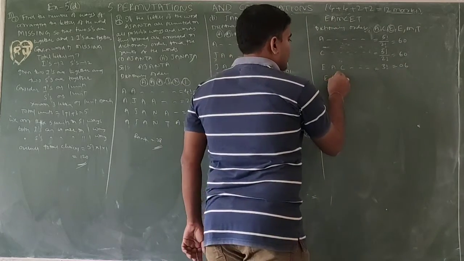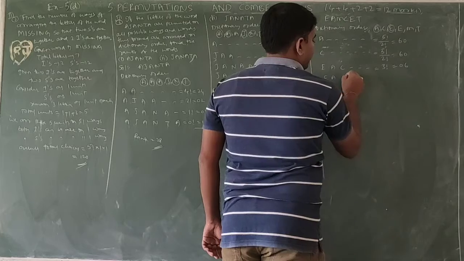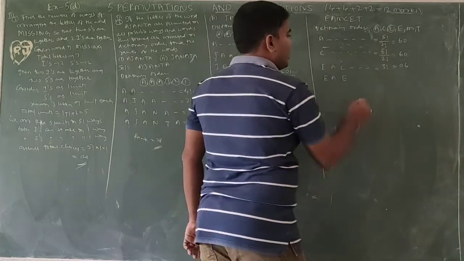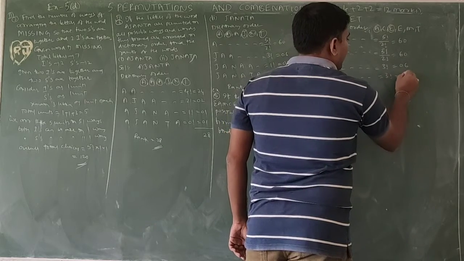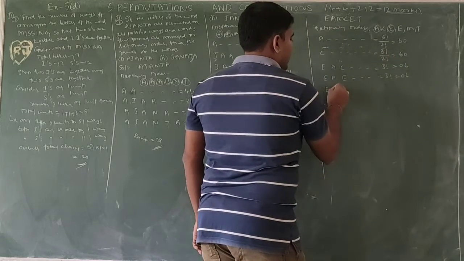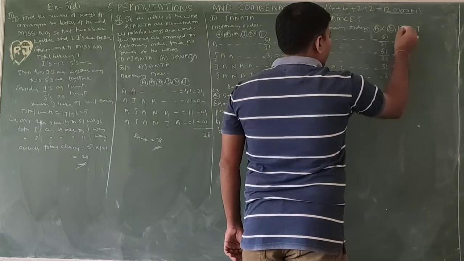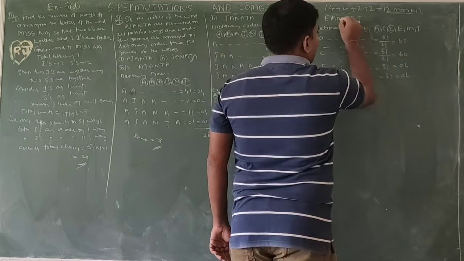E, A, after C it is E. E, A, E, other than E, A, E, C, M, P, all are different. 3 factorial equal to 6. E, A, after E, M. Is it right? M, correct.